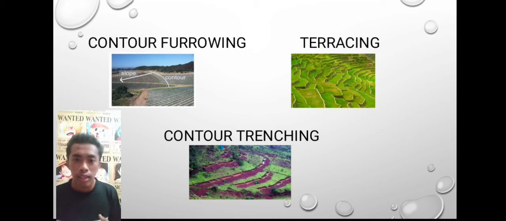And next is contour trenching. Contour trenching is an agriculture technique that can be easily applied to allow for water and soil conservation and to increase agriculture production. So now, let's proceed to the next, which is the check dams.